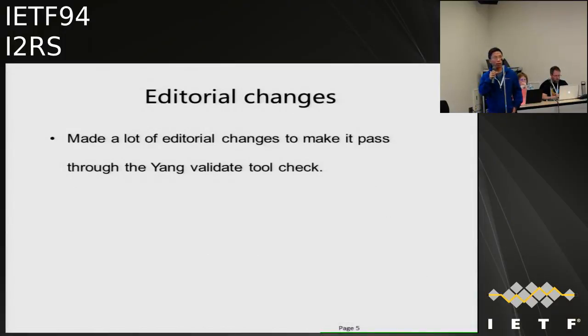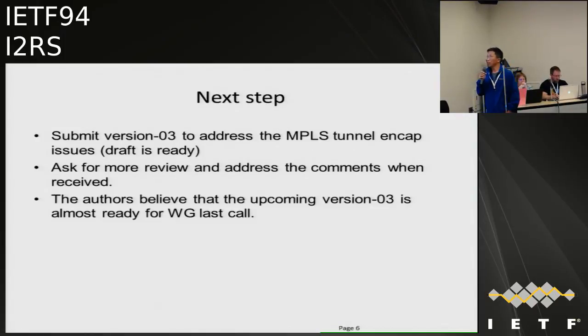In this version, we also made a lot of editorial changes to make it pass the YANG validated draft check. Next slide. For the next step, we will submit version 3 to address the MPLS tunnel encap issue. Its draft is ready, and we also hope there will be more review of the draft, and we will address the comments when we receive them. Currently, the authors believe the upcoming version is almost ready for working group last call. No questions.